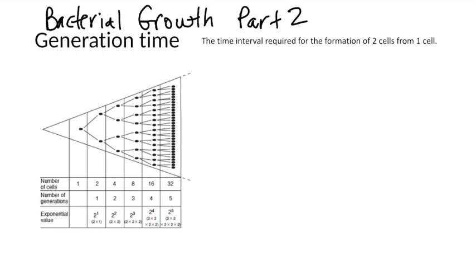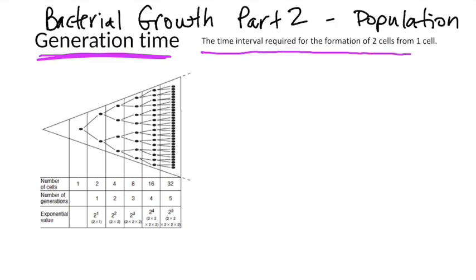Right, everyone, here we are for bacterial growth part 2. In this part, we're looking at the growth of the population of cells, not just individual cells. One of the terms that we use often when we talk about bacterial growth is generation time. The definition is the time interval required for the formation of 2 cells from 1 cell, or the time it takes for 1 cell to go through binary fission and become 2 cells.